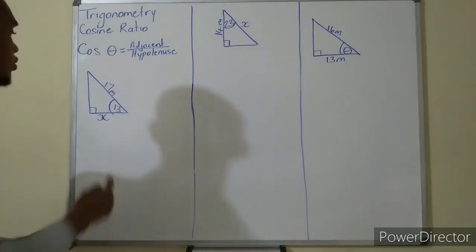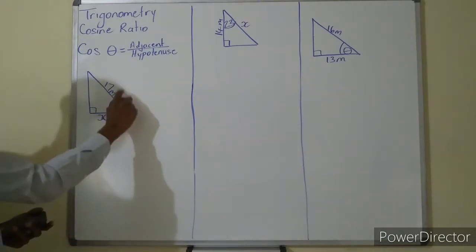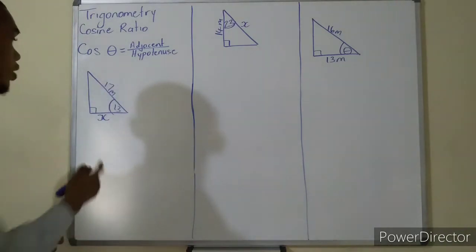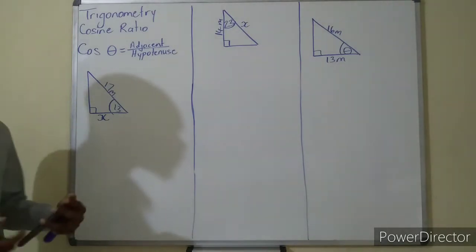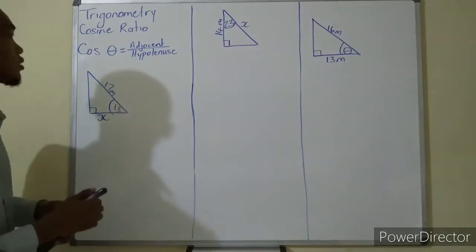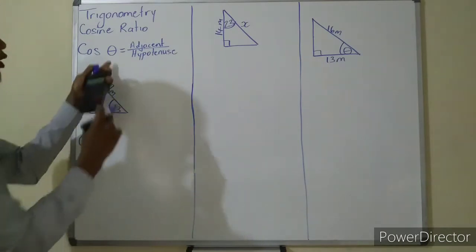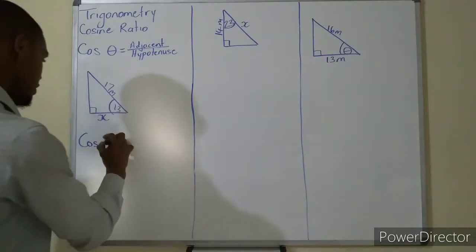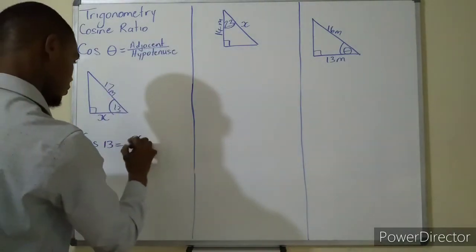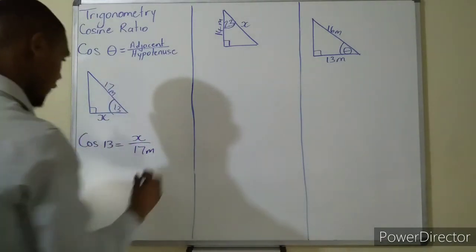So in our case, we want to find our adjacent side, because recognize here, the angle is formed here. This is your hypotenuse, so this must be your adjacent. So we want to find our adjacent side. The procedures are the same, just like when you're using the sine rule. Fill in your values. So cos theta, you represent it with your angle, which is 30 in our case, equal to adjacent x over hypotenuse, which is 17 meters.